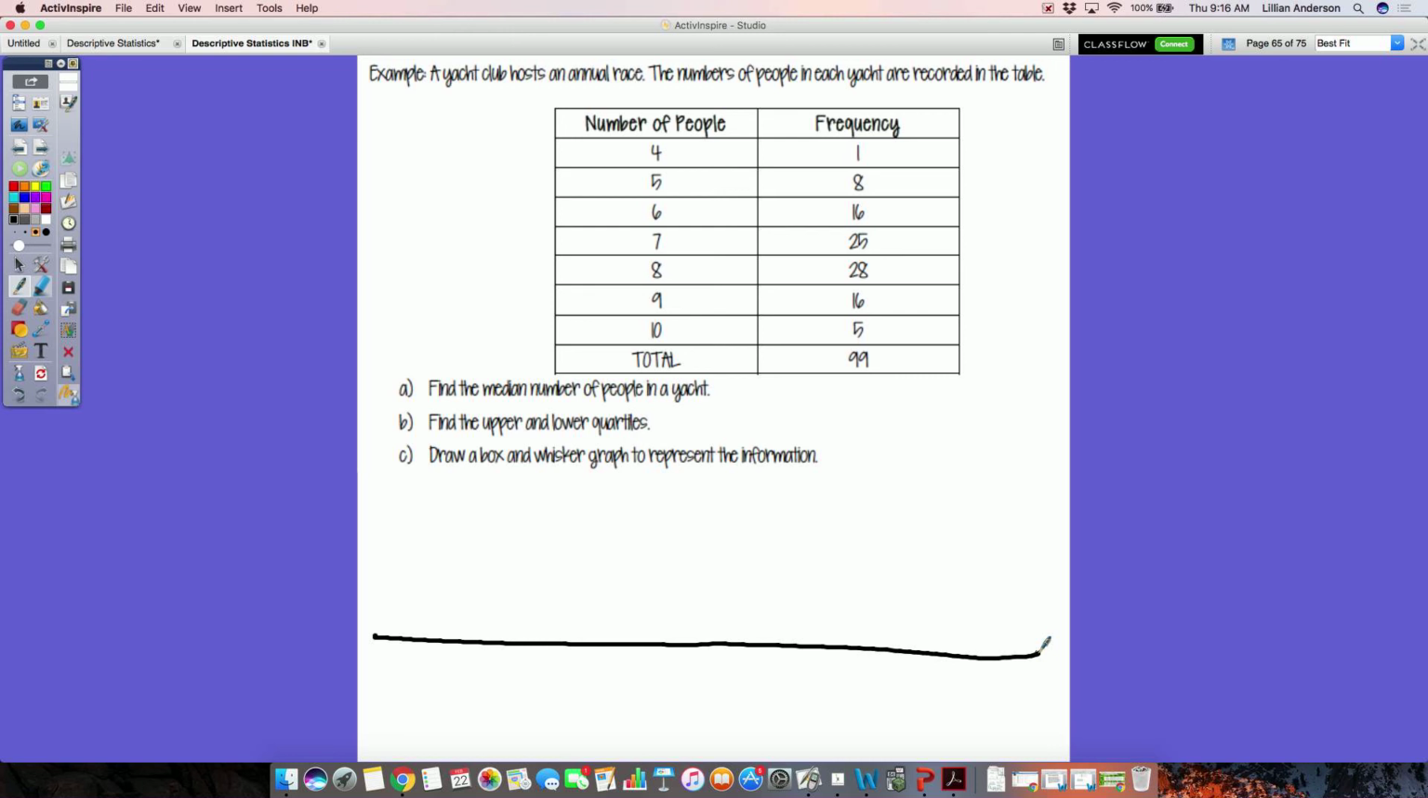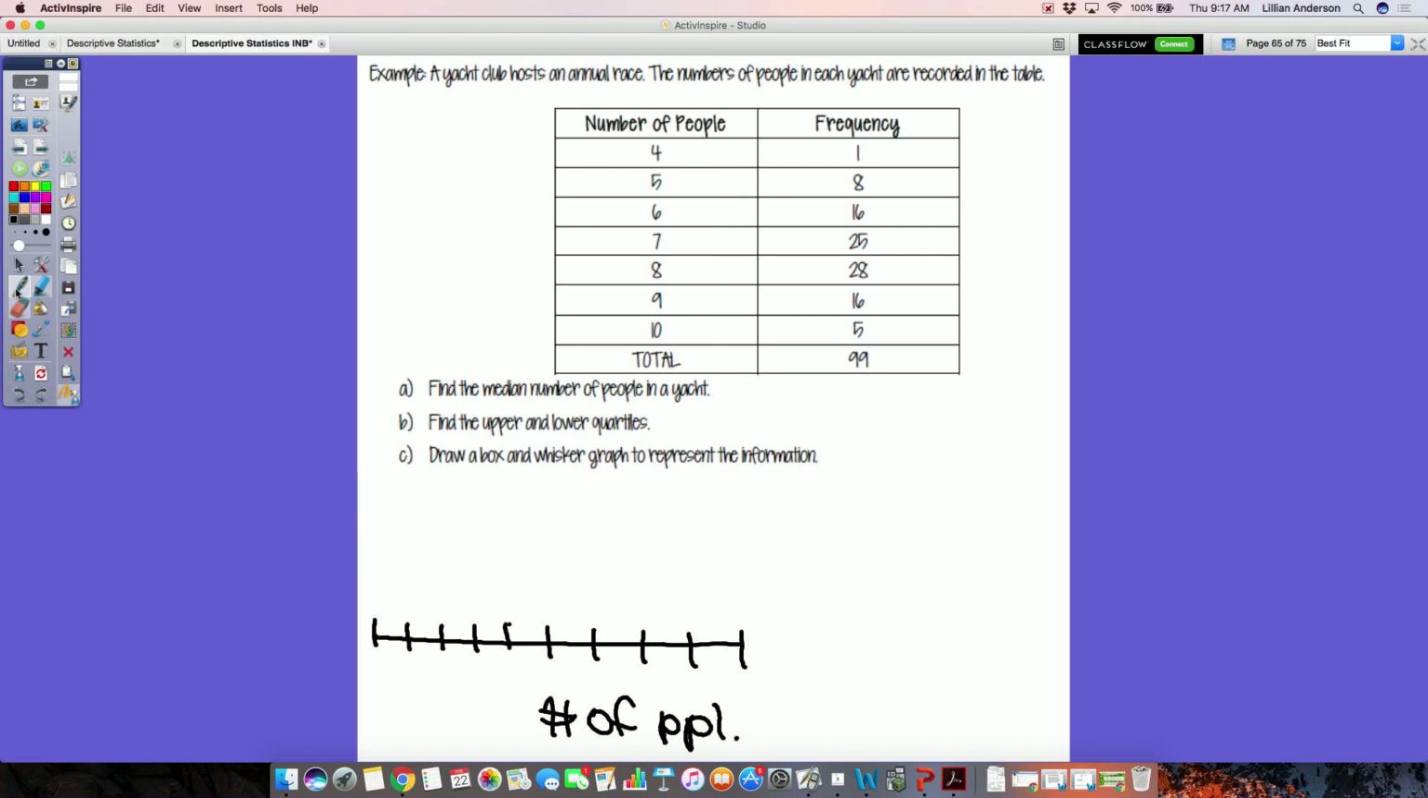What are we going to label that horizontal, aka x-axis? The number of people, just like we would label the x-axis of a histogram or the x-axis of a cumulative frequency curve. Okay? Gonna go ahead and make my little axes. I only need up to 10.